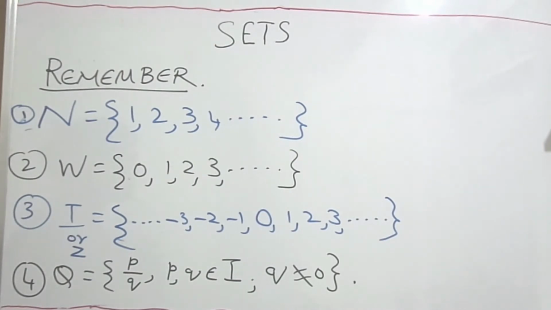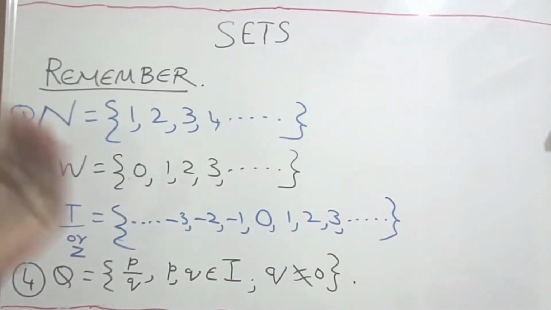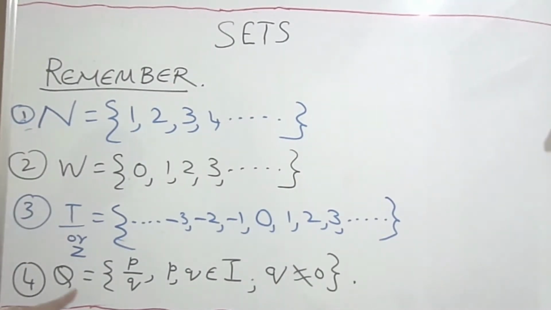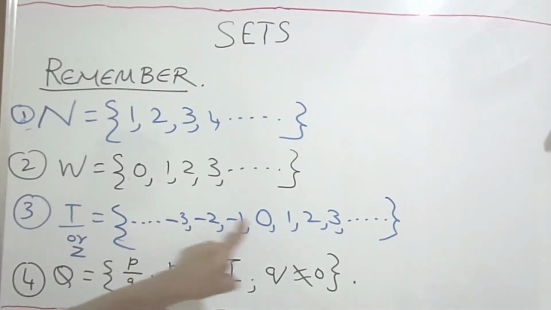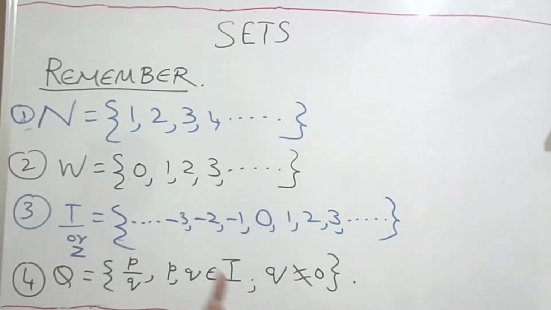Whenever you can express any number as something upon something, that something upon something, P upon Q, with P and Q belonging to the set of integers, is a rational number. Take any two numbers and write it as something upon something. These four sets of numbers you must learn by heart. You already know them, just revise and write them down in your notebook. Whenever I say write down, you pause the video and write it down. Okay students?